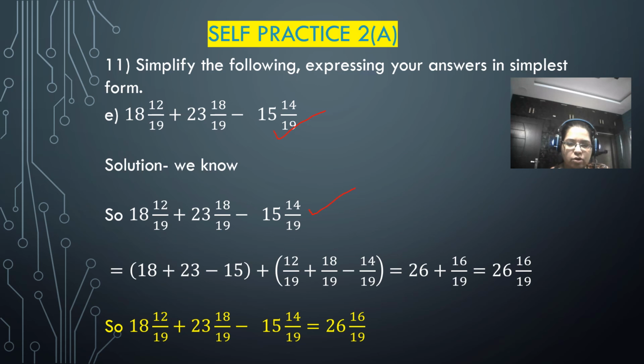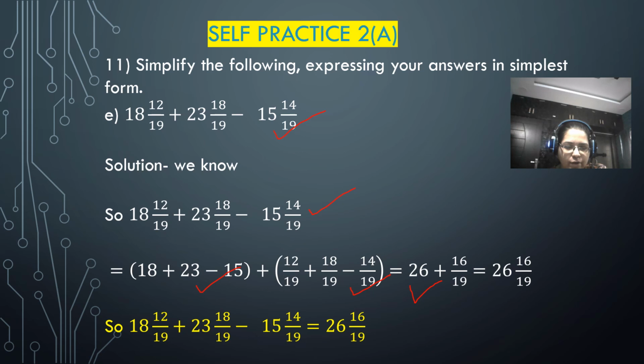Now we add the whole numbers separately and add the proper fractions separately. So here 18 plus 23 minus 15, this is the whole number part, and 12 divided by 19 plus 18 divided by 19 minus 14 divided by 19, this is the proper fraction part. So 18 plus 23 minus 15 is 26. 18 plus 23 is 41, and 41 minus 15 is 26.